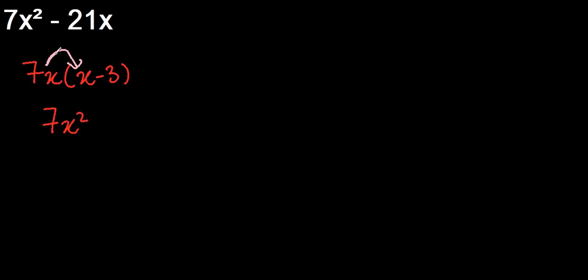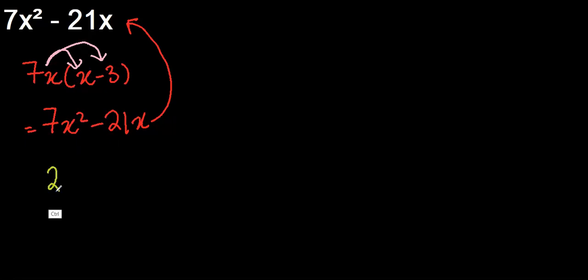And 7x times negative 3 is equal to negative 21x. And since this is equal to the original polynomial, that means our answer 7x times x minus 3 is correct.